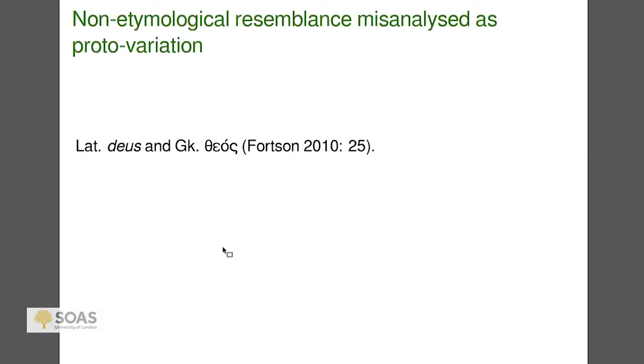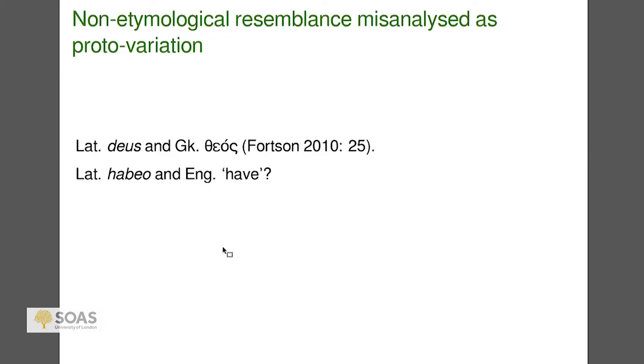So now the next case is non-etymological resemblance, misanalyzed as proto-variation. And I start with the classic example of Deus and Theos. So Deus is the Latin word for God, and Theos is the Greek word for God. And early Indo-Europeanists assumed that they were related because they look sort of the same and they have the same meaning, but they're not. And it was only when we figured out all of the sound changes in both languages that you could really prove that they weren't related.